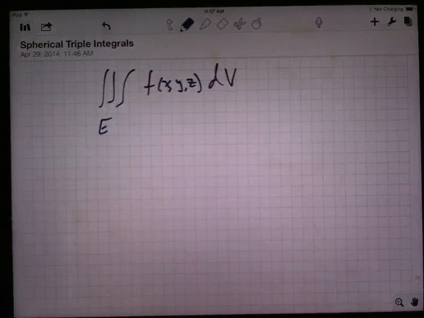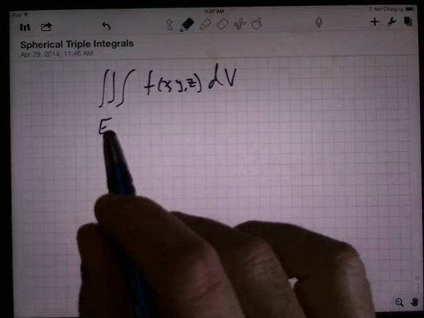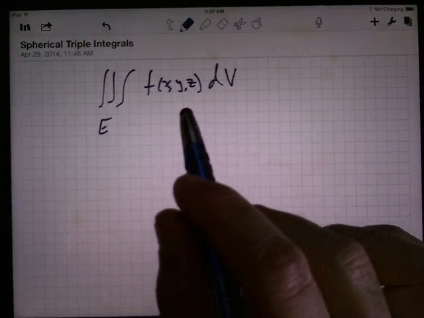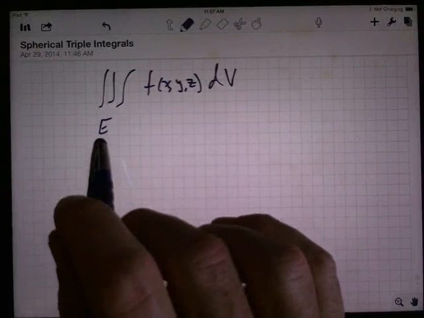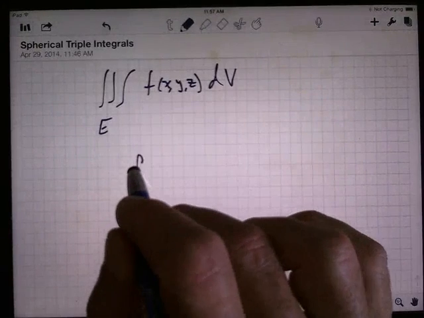All right, now we want to look at triple integrals in spherical coordinates. In x, y, and z coordinates, triple integrals look like this. When we convert them to spherical coordinates, there's three things we have to do. We've got to convert the function.